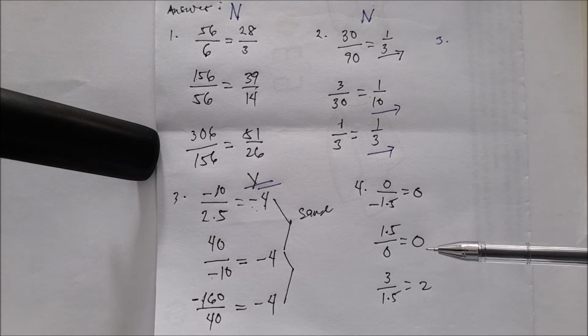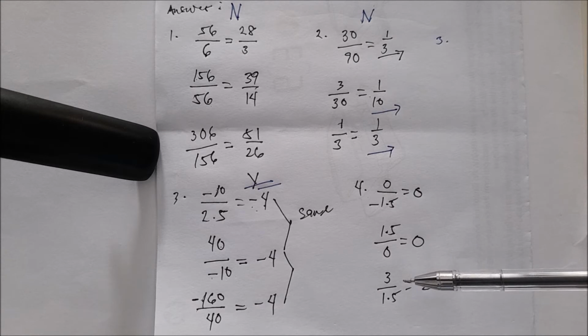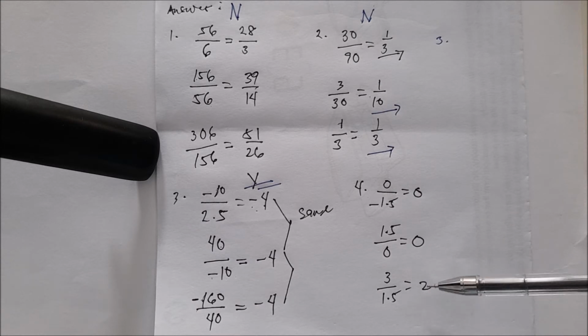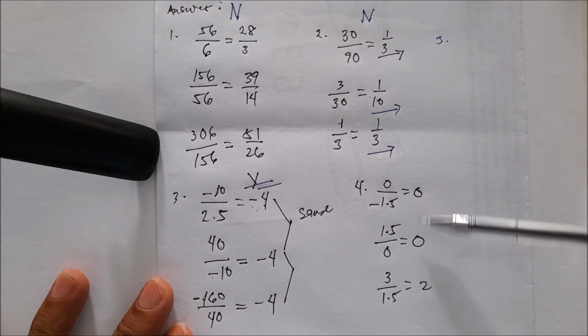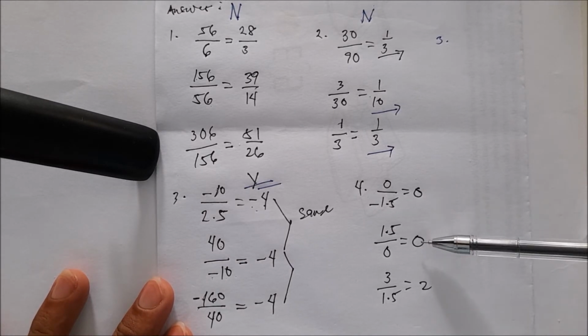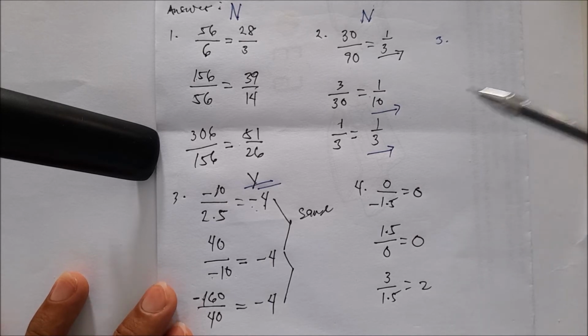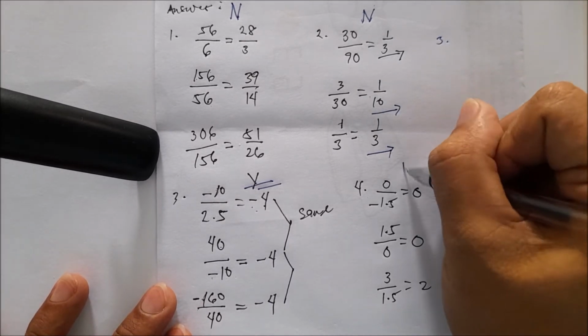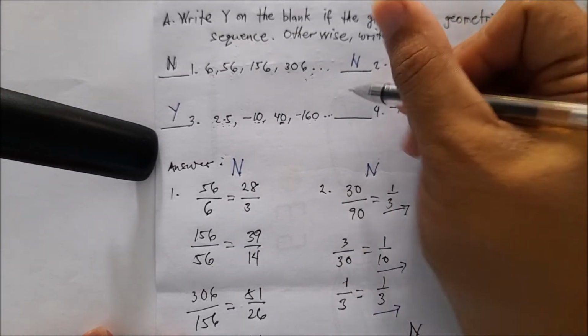How about the next term, which is 3? Between 3 and 1.5 is 2. So, the first and the second have the same common ratio, but the third is not the same. So, that is called not a geometric sequence. So this sequence is not a geometric sequence, right?